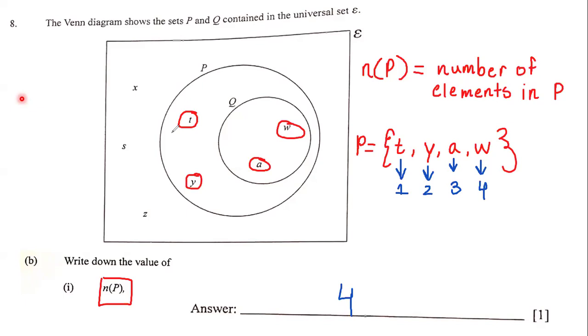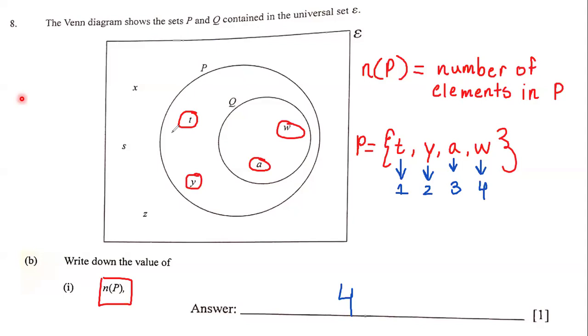Where's Joseph? I can't hear from Joseph. Cleveland, how did we get 4? Yes, sir. By taking T, Y, A, and W and putting in the arrows, giving you 1, 2, 3, and 4. Very good. There are 4 letters in P. There are 4 elements. Good stuff.